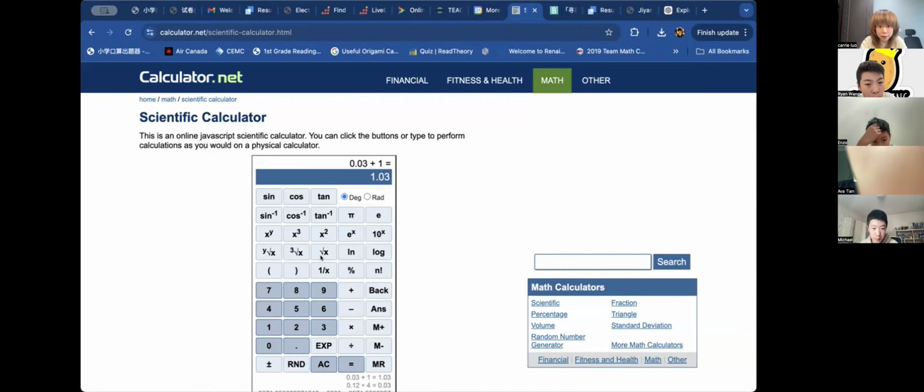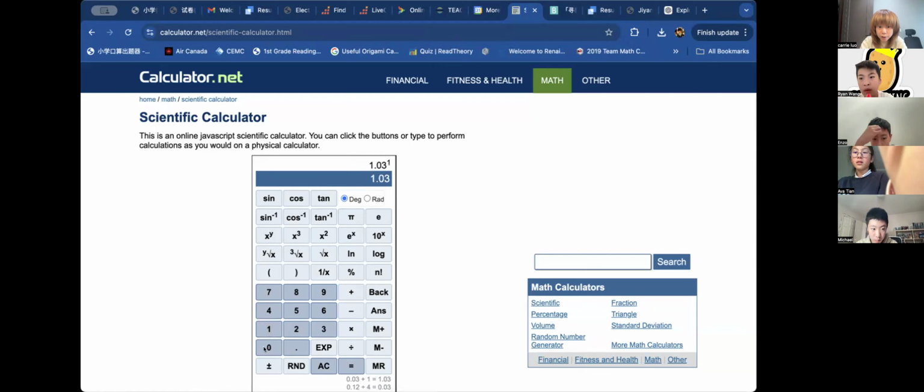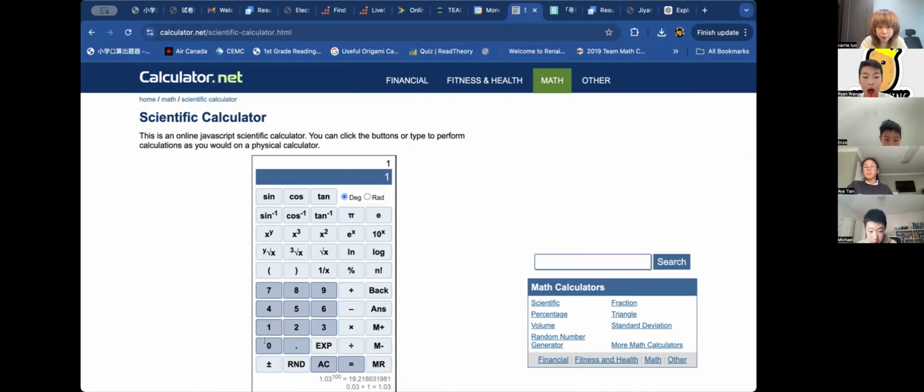Okay, so XY, Ava, and 100. Then you hit equal. Get it? Then you get this one. So write it down on your little paper. 写下来19.22. OK，然后清零，然后100万 divided by 19.22. Okay, so you get the answer.